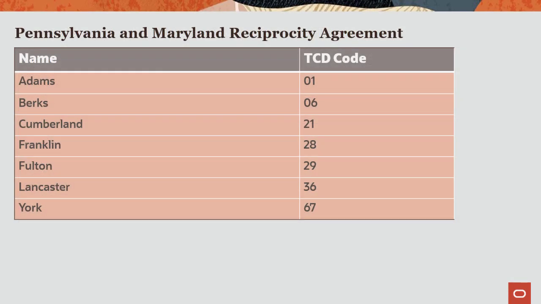It's important to keep in mind the reciprocity agreement for local taxation between Pennsylvania and Maryland. These Pennsylvania Tax Collection Districts, or TCDs, allow an exemption from non-resident tax for Maryland residents. There can be exceptions. Refer to the Vertex Calculation Guide for the list of local tax districts within these TCD codes that allow an exemption.